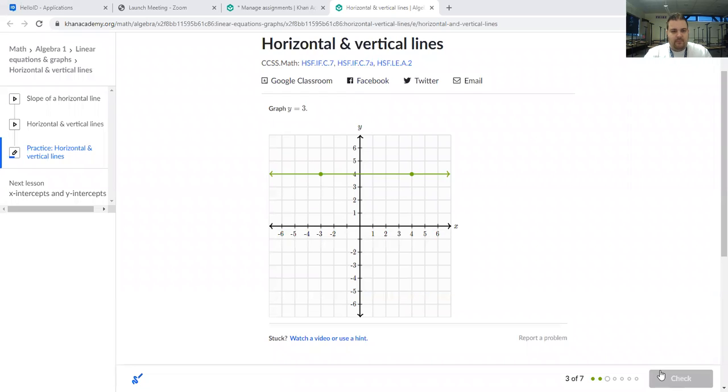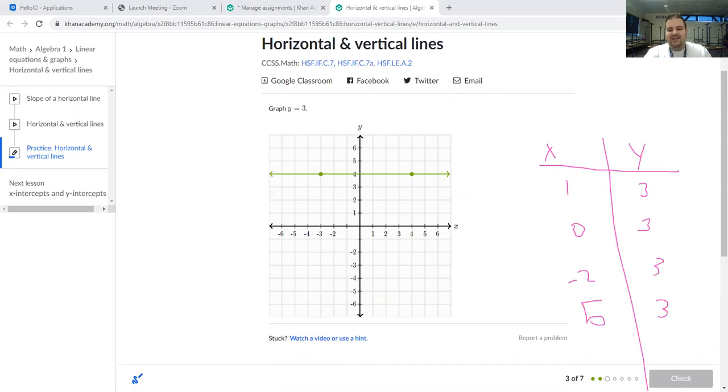Graph y equals 3. Same kind of thing, create an xy table. X, y. Doesn't matter what x is. 1, y is 3. X is 0, y is 3. X is -2, y is 3. X is 5, y is 3. Doesn't matter what your x value is, your y value is always equal to 3.